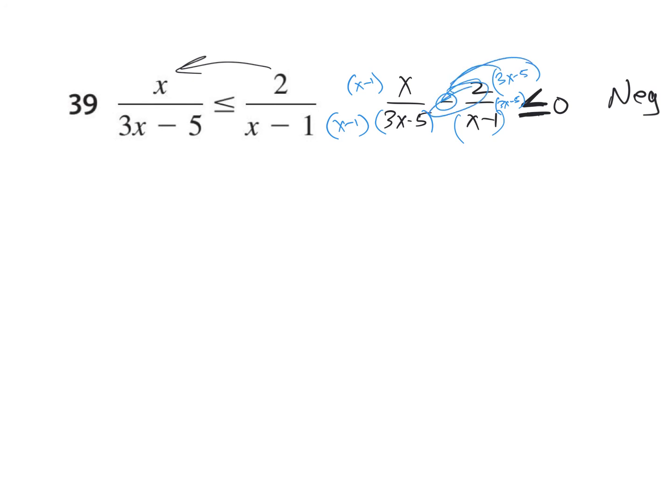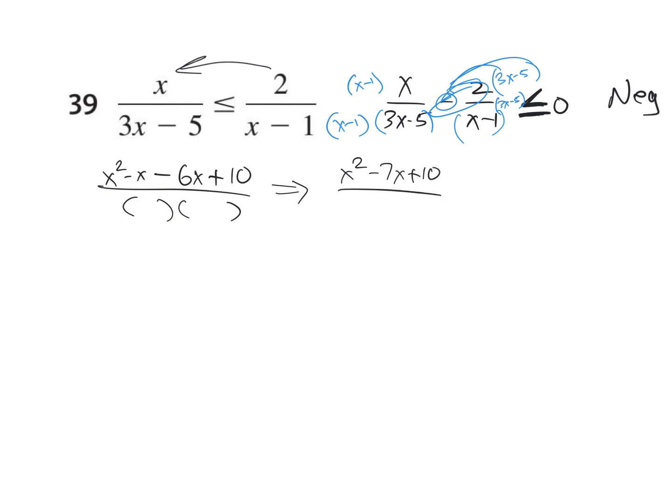Okay, let's rewrite it. On the top left, we got x squared minus x minus 6x plus 10. Very important that we can get all of this here, all right? So now, put this together, x squared minus 7x plus 10, all over 2 factors. We can factor 10 into 5 and 2, x minus 5 and x minus 2. That gives us negative 7 and also a positive 10 when multiplied together. And in the denominator, we have the 3x minus 5 and x minus 1.